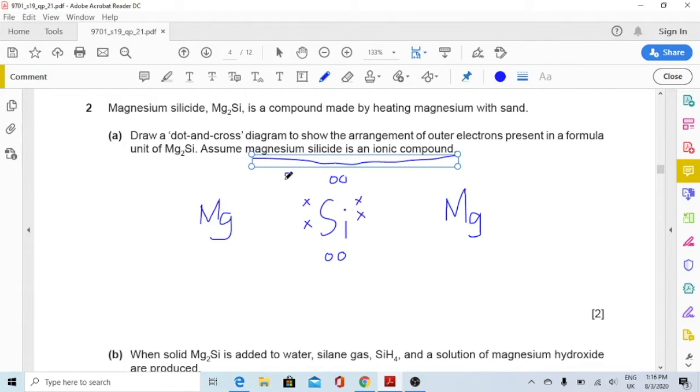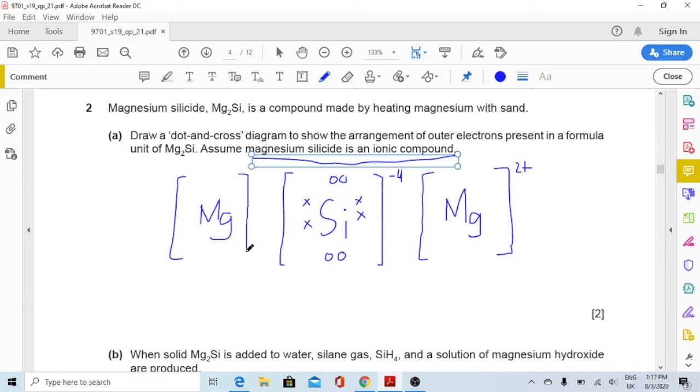So Si must have gained a -4 charge because it has gained 4 electrons, while Mg now has a complete outermost shell because it has lost its 2 valence electrons and it has gained a charge of +2. This also has gained a charge of +2 because this one too has lost 2 of its outermost electrons and has completed its outermost shell. So this is the diagram.